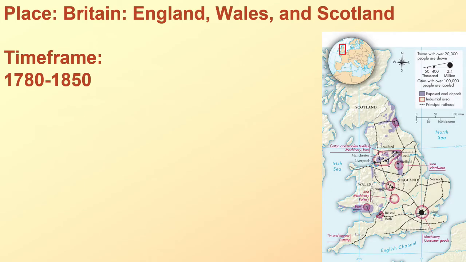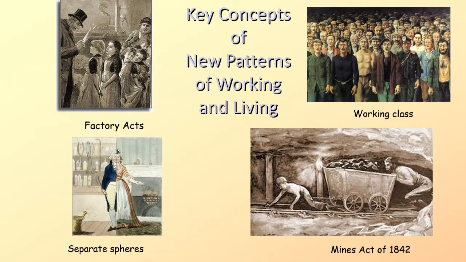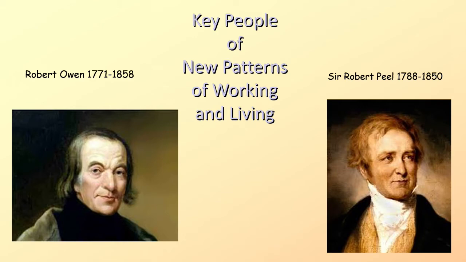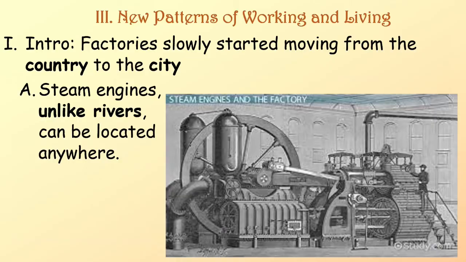And so the place is basically back to England, Wales, and Scotland, time frame 1780 to 1850. Key concepts of new patterns of working and living: the Factory Acts, separate spheres, the Mines Act of 1842, and the working class. Key people of new patterns of working and living: we've got Robert Owen, 1771 to 1858, and we've got Sir Robert Peel, 1788 to 1850.